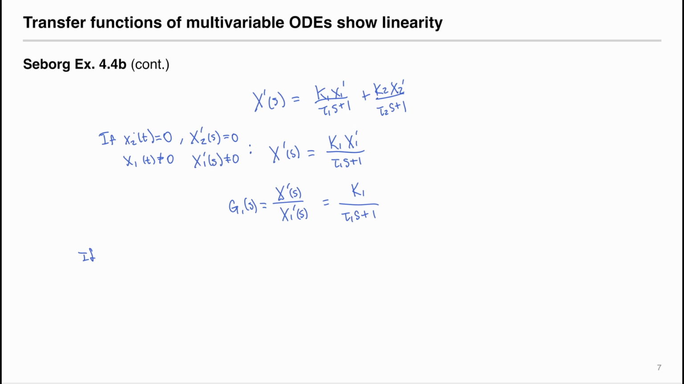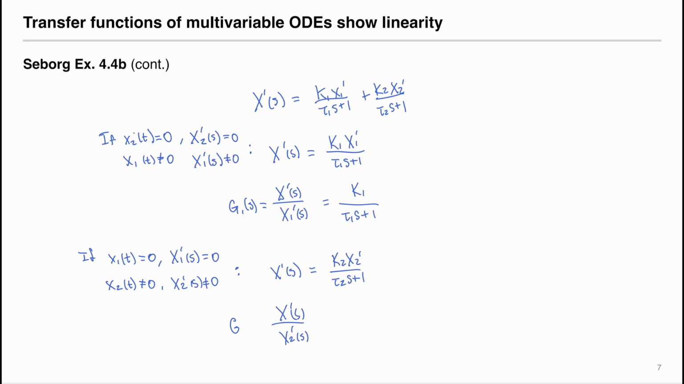Similarly, if we impose that the effect of X1 of t is 0 and the effect of X2 is non-zero, then in the Laplace space the first deviation variable is 0 and the second is non-zero. So the first term goes to 0 and the second term survives. Again, we can write it in terms of a transfer function, the output divided by the input. That's transfer function 2, which is K2 divided by tau 2 s plus 1. So now we have found the transfer functions for X1 and X2. Then we can substitute them in, which gives us G1 of s X1 prime of s plus G2 of s X2 prime of s.